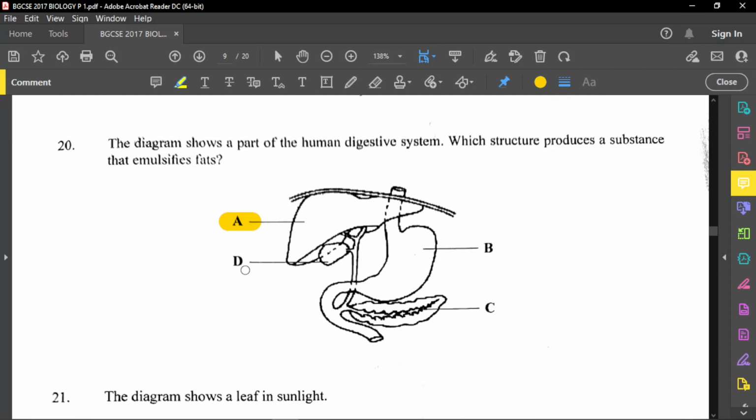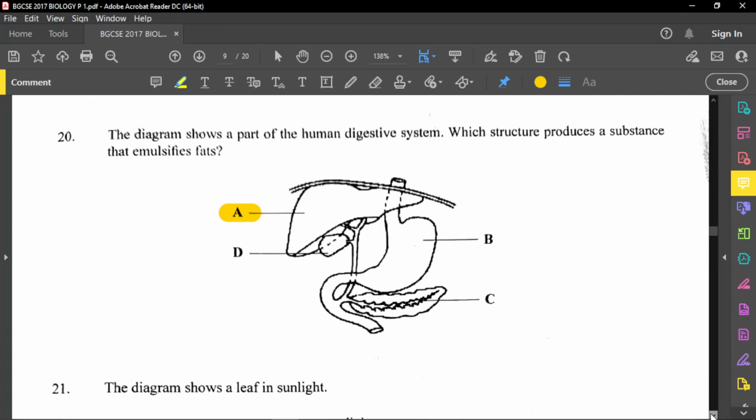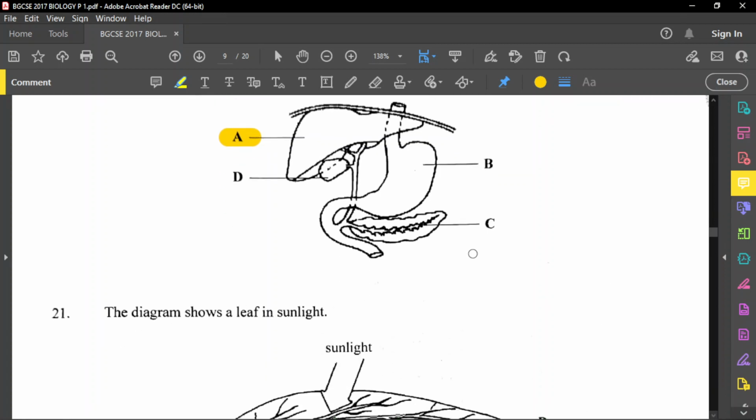All right, and C is the pancreas, and the pancreas produces enzymes and hormones. And you should know the enzymes and hormones produced by the pancreas. So the pancreas definitely has a role in the digestive system and also has a role in the endocrine system. All right, so it controls glucose level by producing insulin and glucagon, and it produces 3 enzymes: trypsin, amylase, and lipase. Okay.